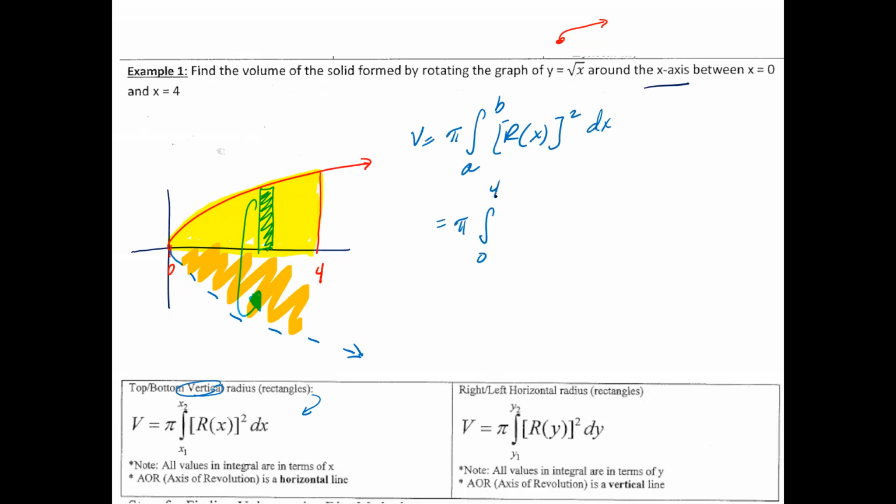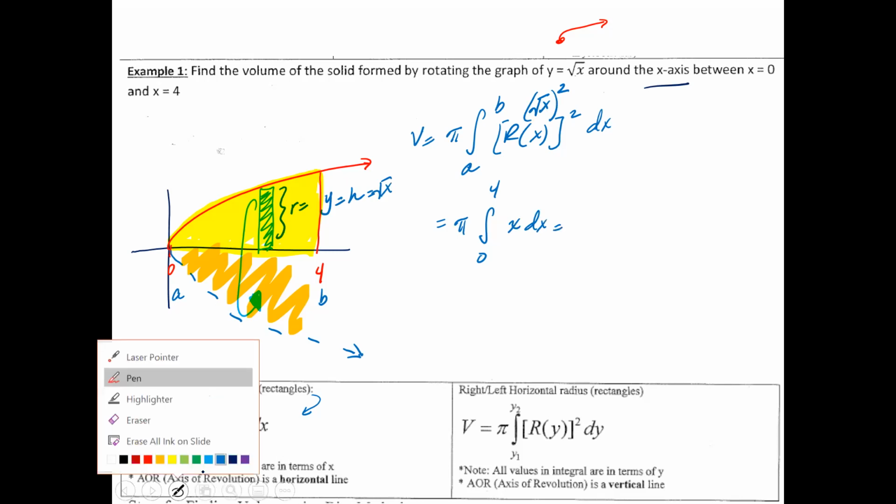So let's plug it in. Integral from 0 to 4, because that is your a and b. R of x is going to be the radius, and remember, this piece right here is your radius, which is the height, which is y. And remember, your y is square root of x. So then if I have a square root of x, don't forget the square right here. You know the square root and the square cancel, so you just have x dx.